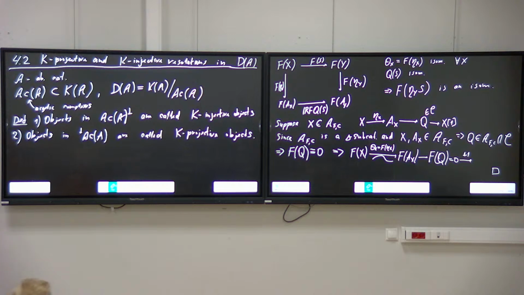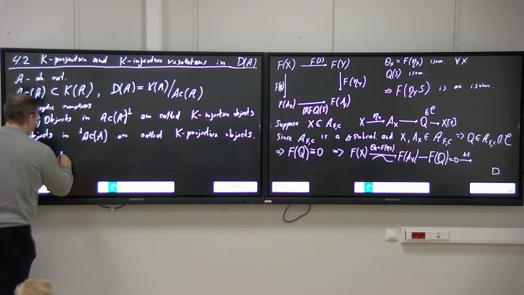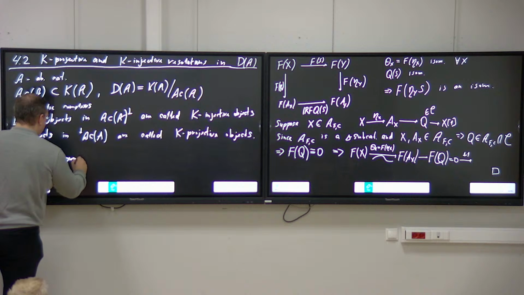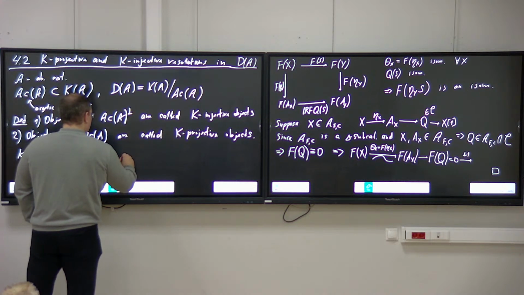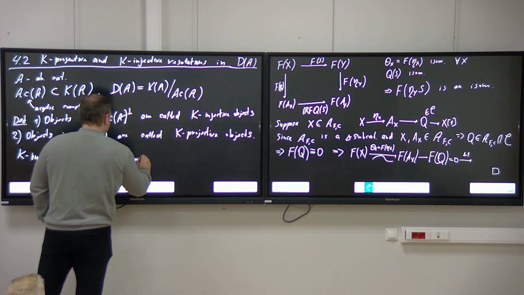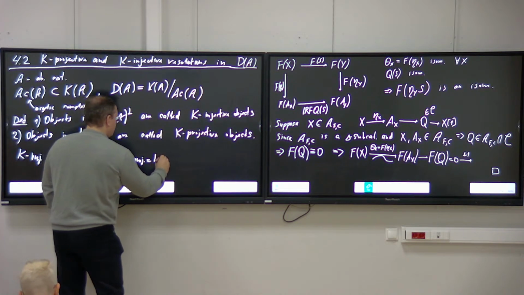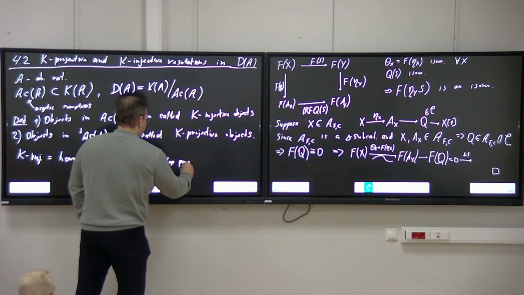There are examples, but I postpone these examples to the third problem sheet. By the way, the second problem sheet is posted on Google Plus. The K comes from the homotopy category. There is also another terminology: K-injective is sometimes called homotopy injective complexes or objects, and K-projective is called homotopy projective.